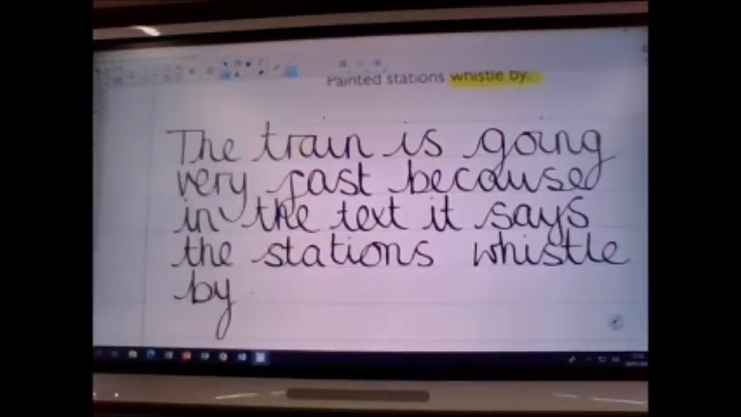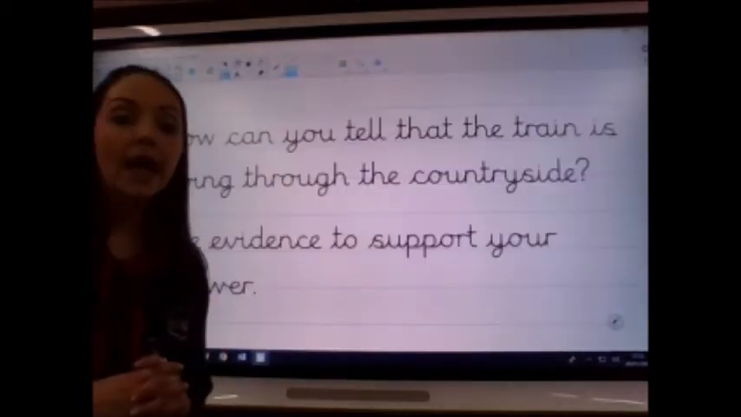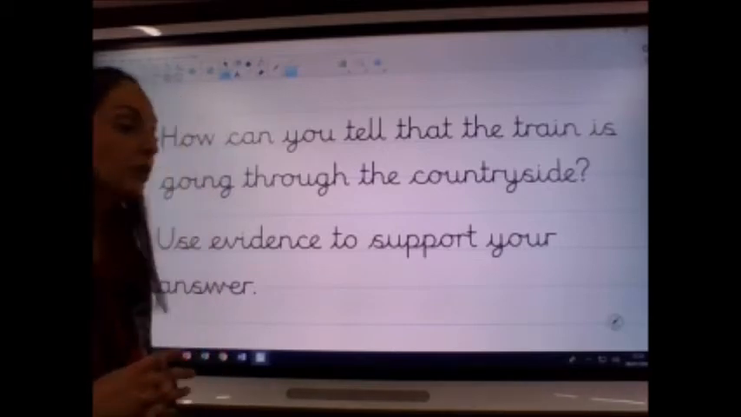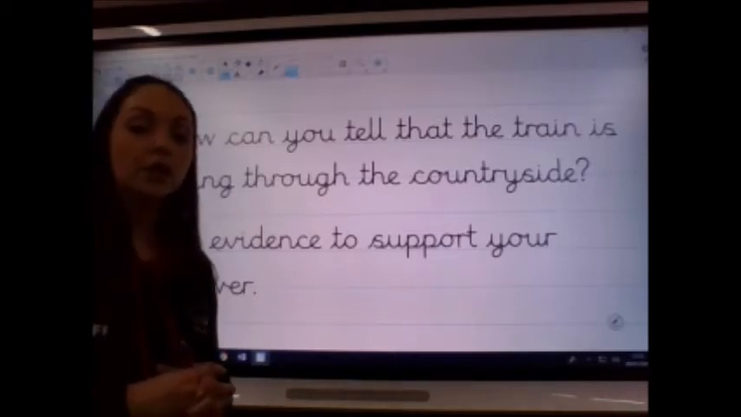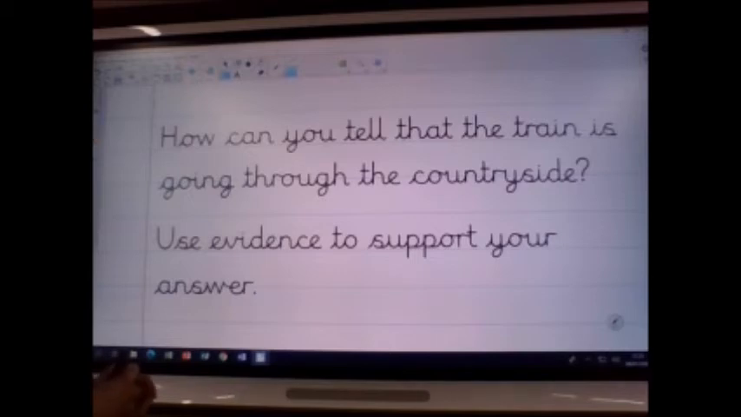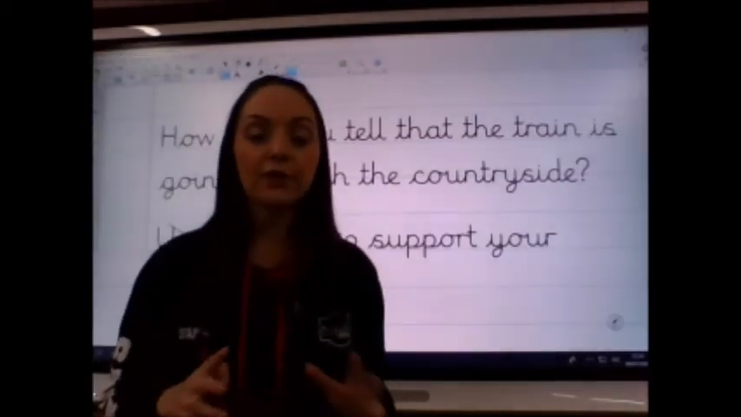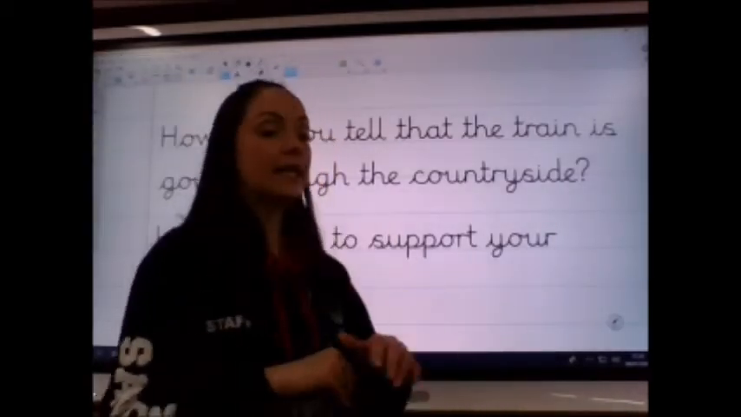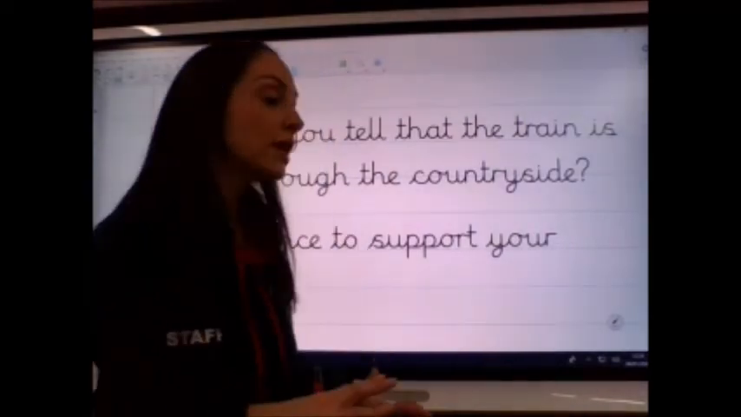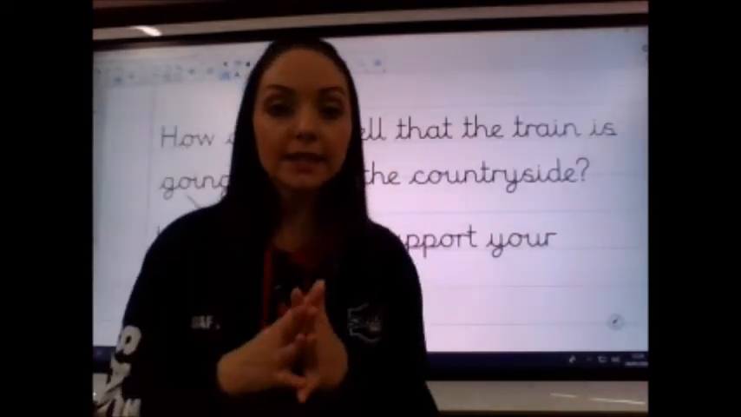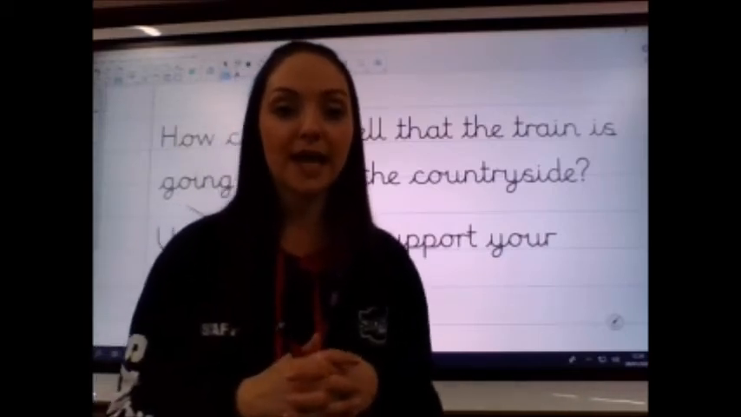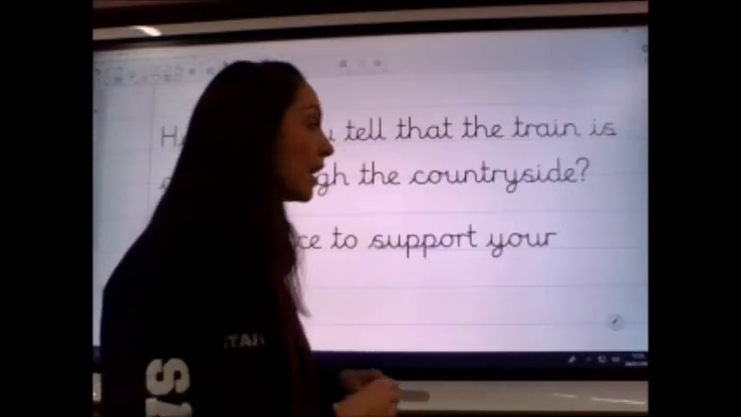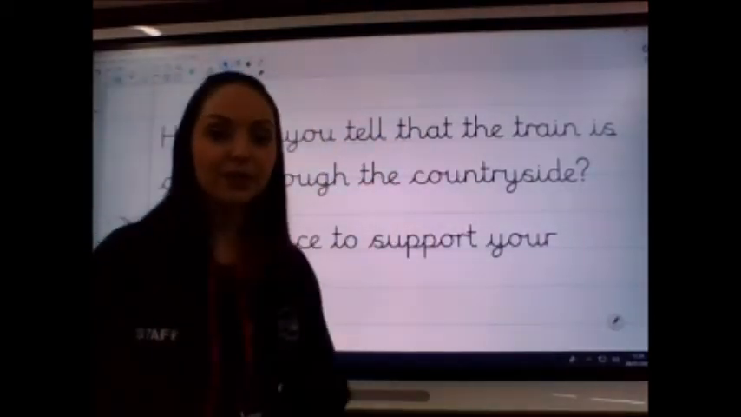So this next one then, this is your last reading question today. I want you to have a go at that one by yourself. So this one says, how can you tell that the train is going through the countryside? Use evidence to support your answer. So there are a couple of different things in the text that tell you the train is going through the countryside. So you just need to write something like, I can tell because the text says, and then give me some evidence from the text. Okay? So that is your reading for today.